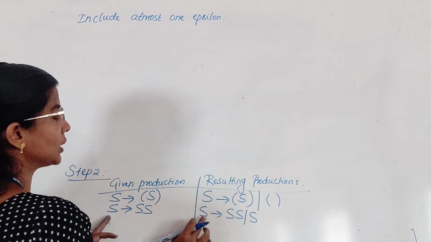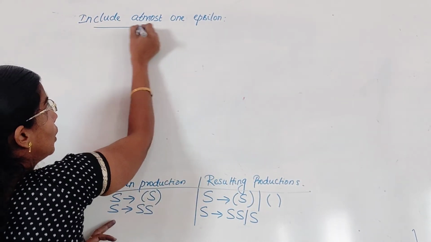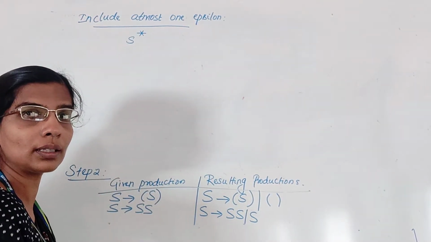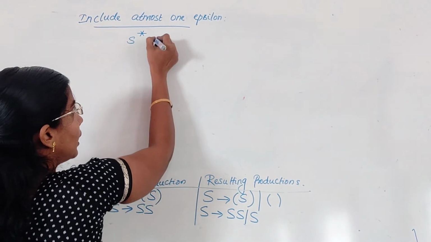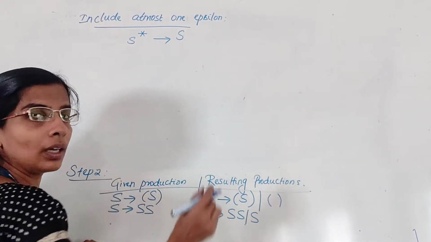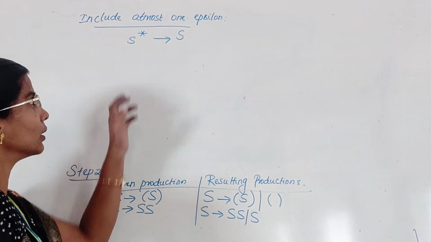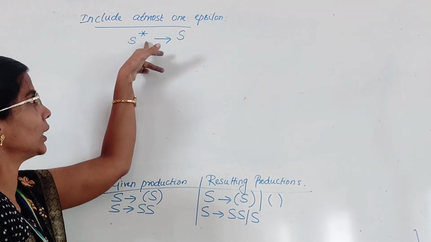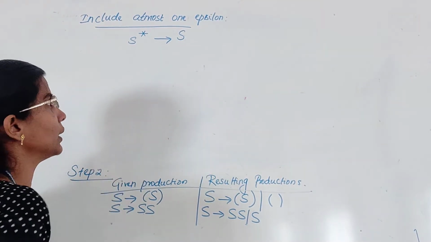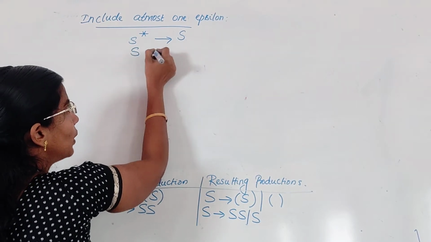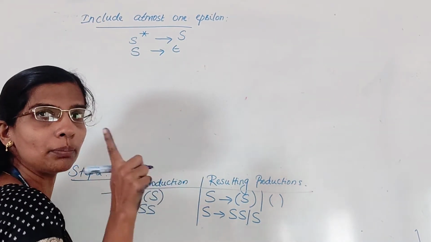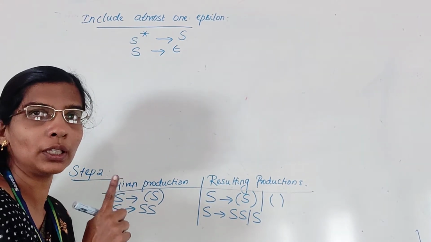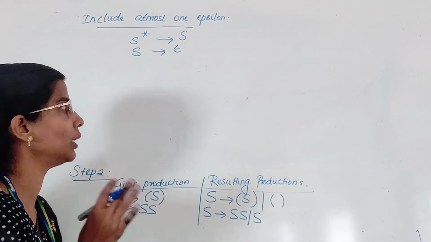right, so which is your start symbol? S is your start symbol. So I take S star. Now I am taking S star as your start symbol, and S star tends to S. I am taking a new start variable, that is your S star. S star tends to the old one S, and this old one will take to an epsilon. Only one epsilon I am including. This is including at most one epsilon.